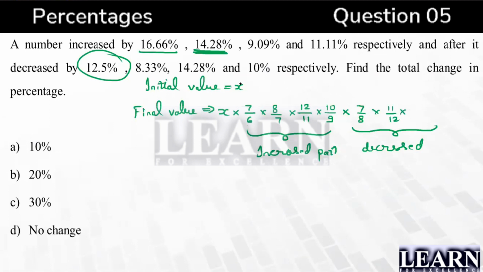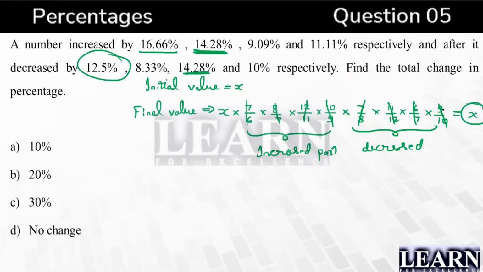Next, 14.28. If 1 by 7 is the decrease, can you say I'll be taking out 6 by 7? Done. Next, 1 by 10 is the decrease. So can you say 9 by 10 will be the value? If you look here: 10 by 9, 9 by 10, 6 by 7, 7 by 6, 7 by 8, 8 by 7, 11 by 12, 12 by 11. Everything will get cancelled and the final value is also x.